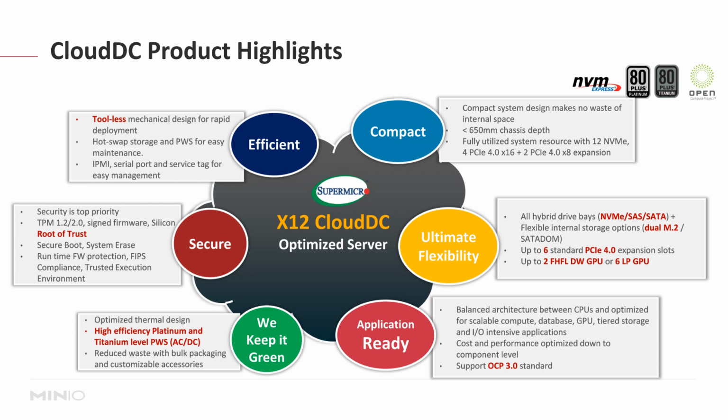Application ready. So in the next slide, I'll show you what we mean by a balanced architecture. The motherboard is like a mirror of each side, so all the resources are shared equally, and the loading is shared equally across both CPUs. And in terms of keeping it green, platinum and titanium level power supplies give the best efficiency for power. And for security, we offer all the secure features of Supermicro, such as root of trust.